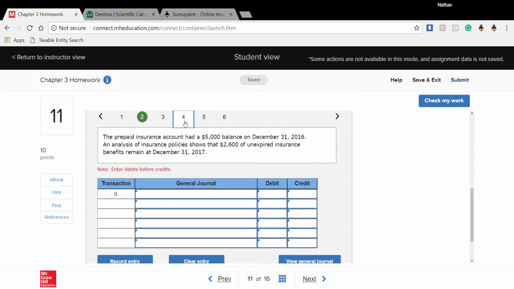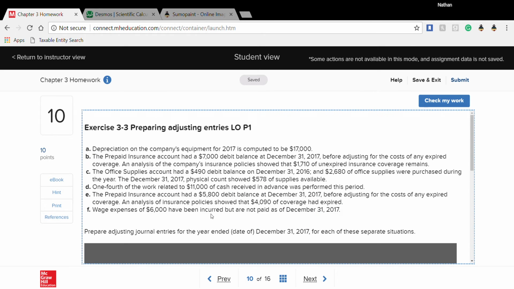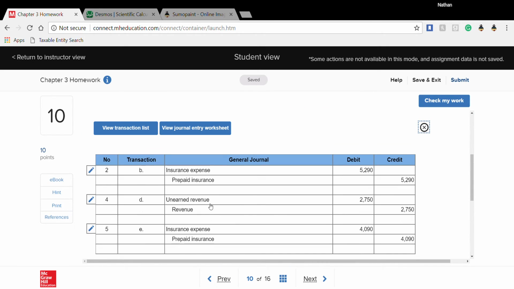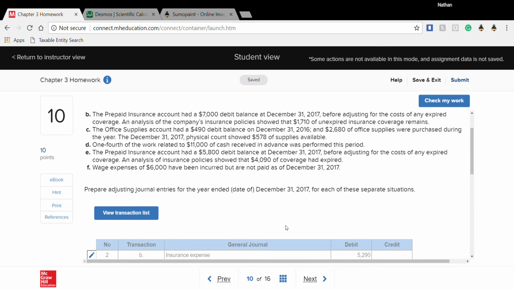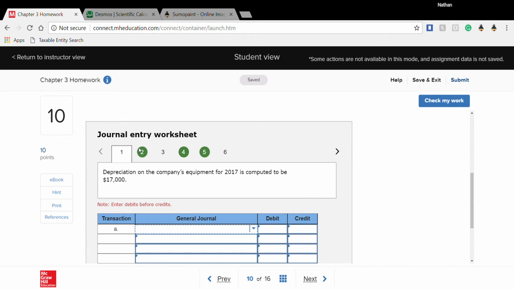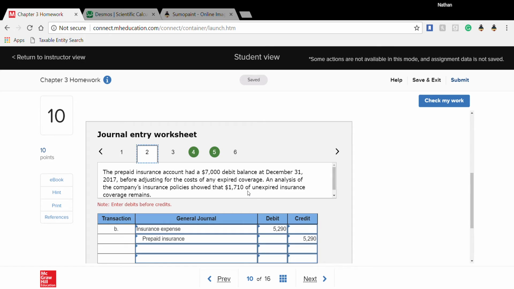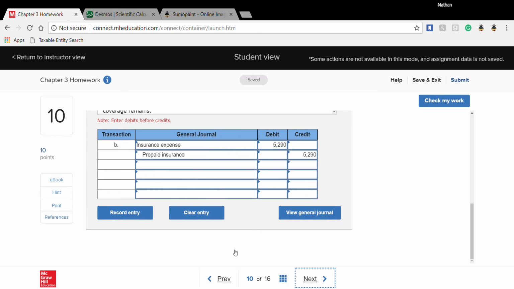Prepaid insurance account had a $5,000 balance. There's that unexpired. So again, this one's going to look like question 10, going right into part 2. We're going to do the same steps that we've done here. Again, watch out for the unexpired. So basically subtract the 2. You should be good to go with question 11.